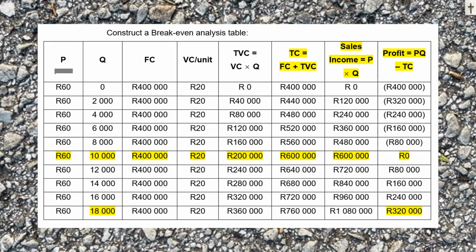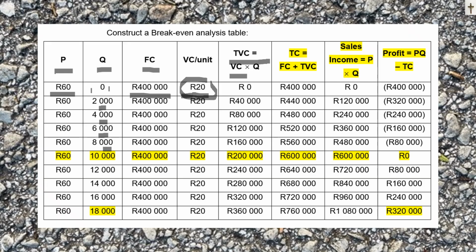We have price. Each file, the unit price was 60 Rand. Q is for quantity, and they said they must do it in multiples of 2,000. So in this first row, no files were produced, but the fixed cost is still 400,000. The variable cost is 20 Rand per file.